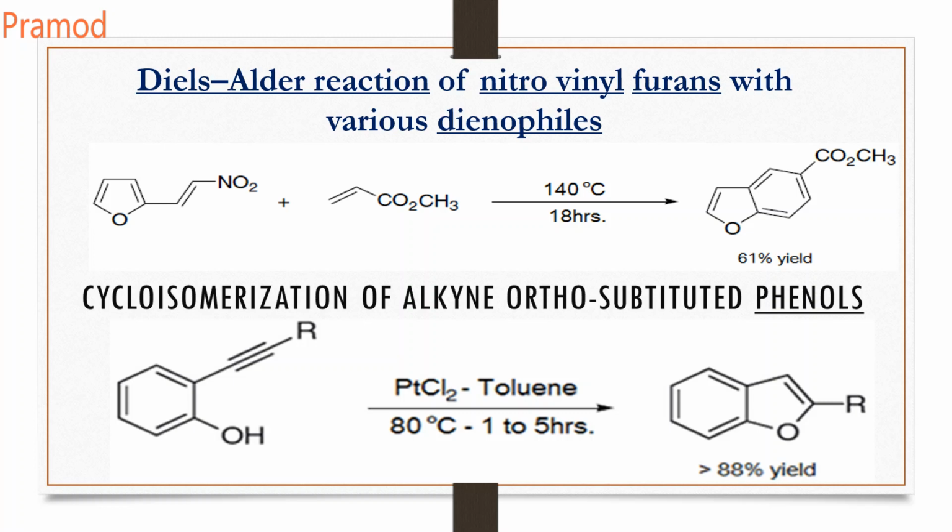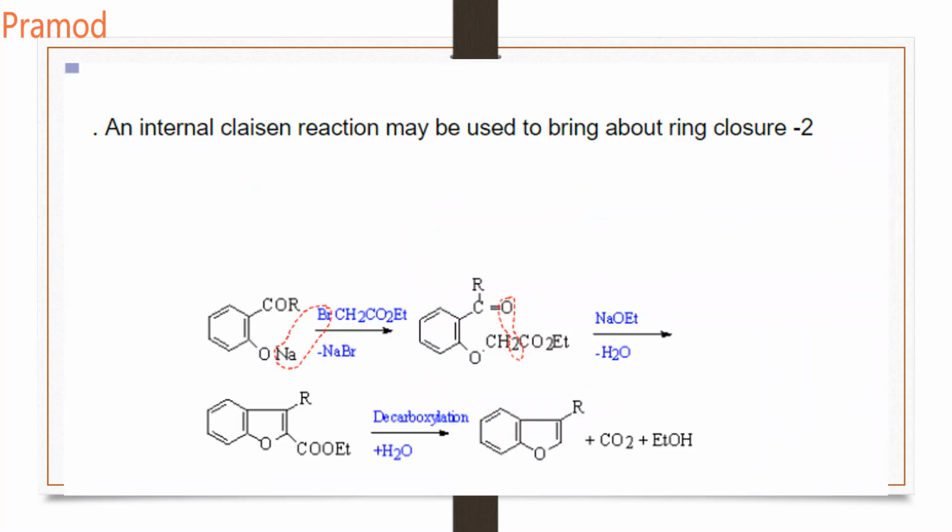Alkyne means what? Triple bond. Substituted phenols, when you treat them with platinum chloride in the presence of toluene, undergo cyclization to give you a benzofuran. So these are some of the methods for the preparation of your benzofuran. This is the common method.